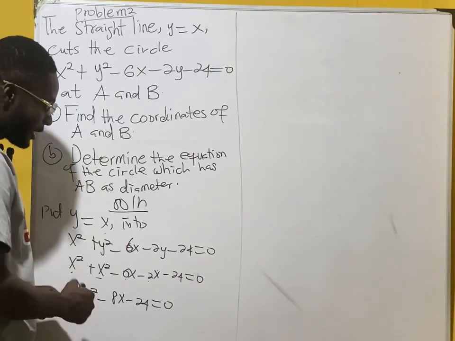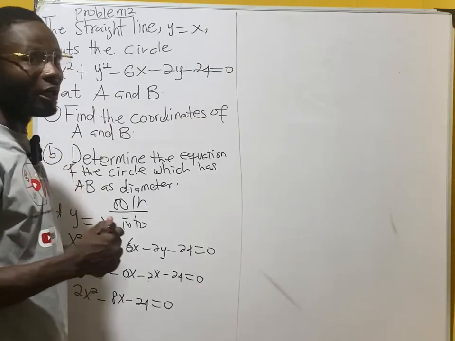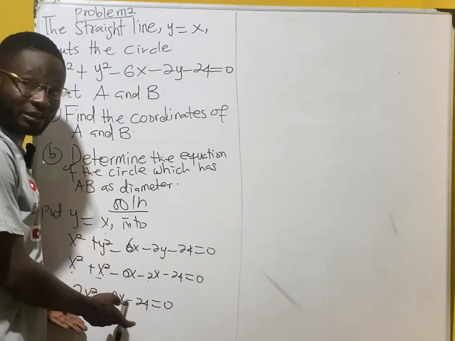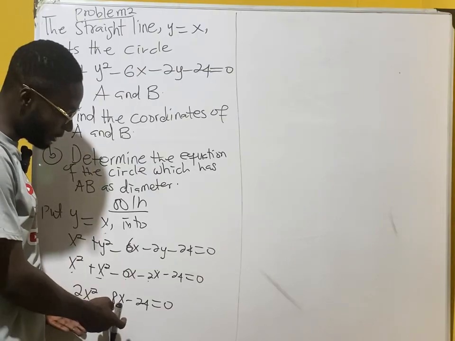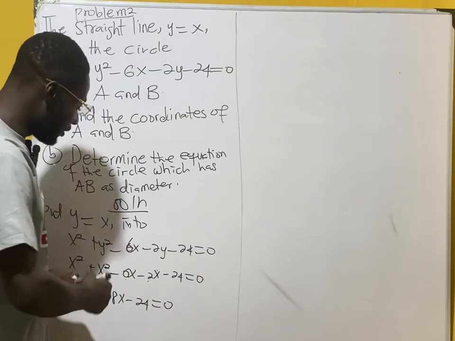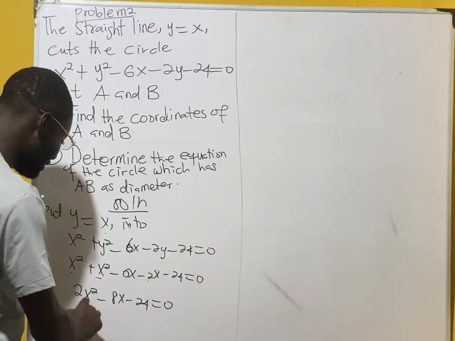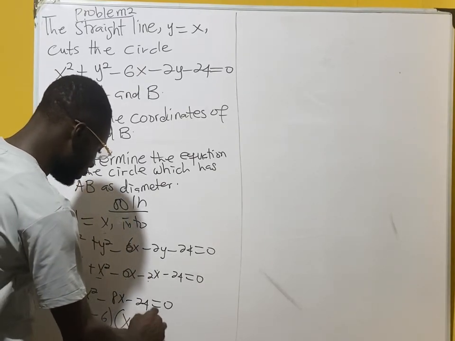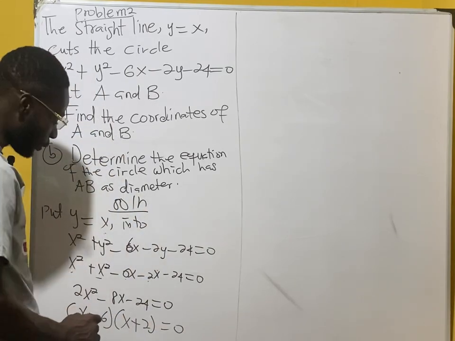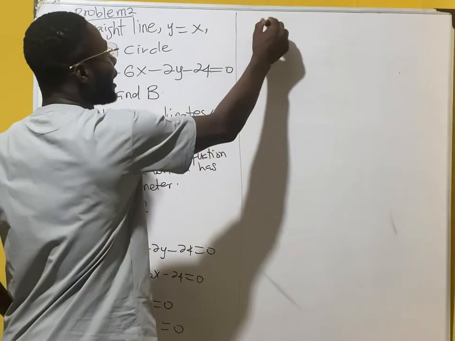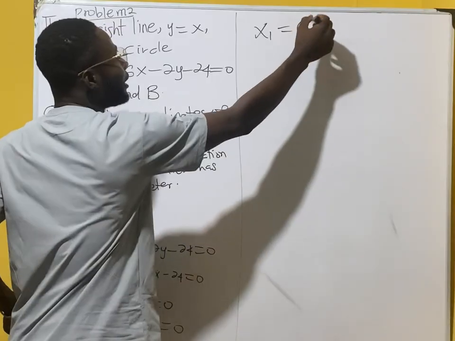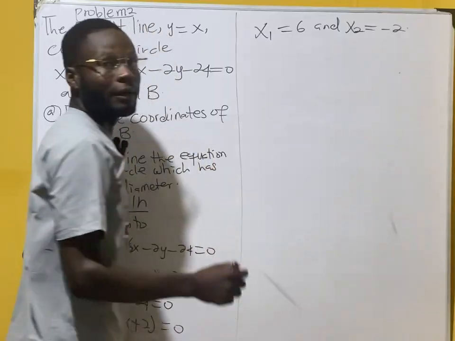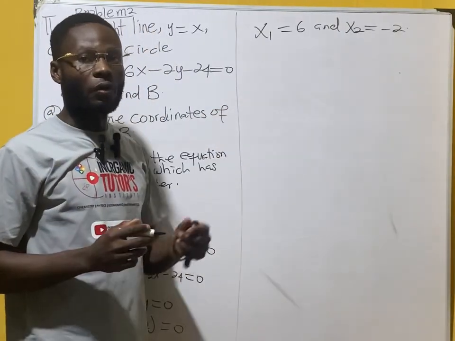With this, we can use the quadratic formula, but this is factorable. So we can factorize this. When you factorize this, we are going to have x minus 6 and x plus 2 equals 0. So this means that our x1 is equal to 6 and our x2 is equal to minus 2. So these are the x coordinates.